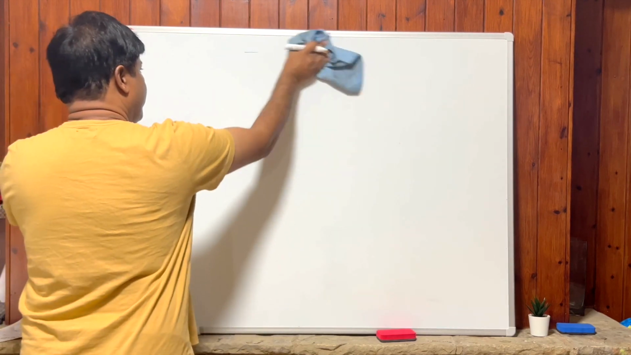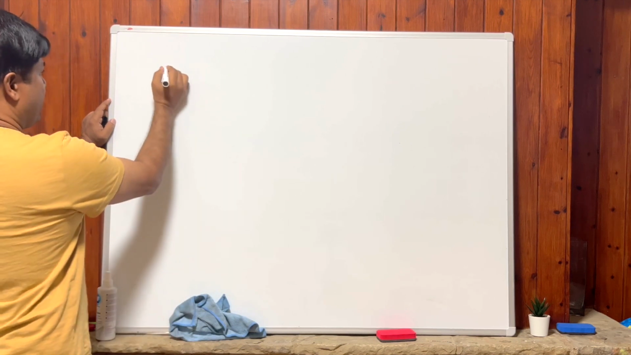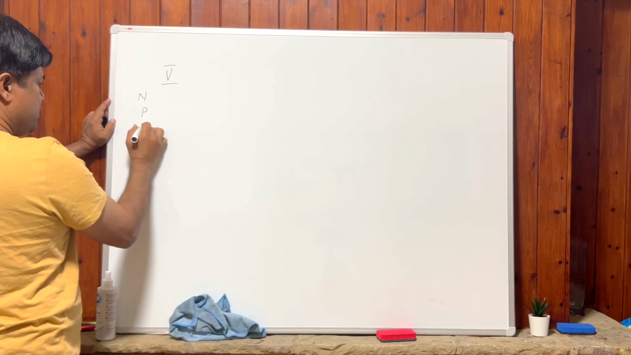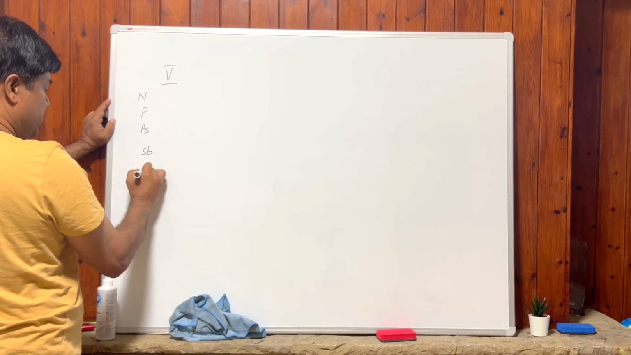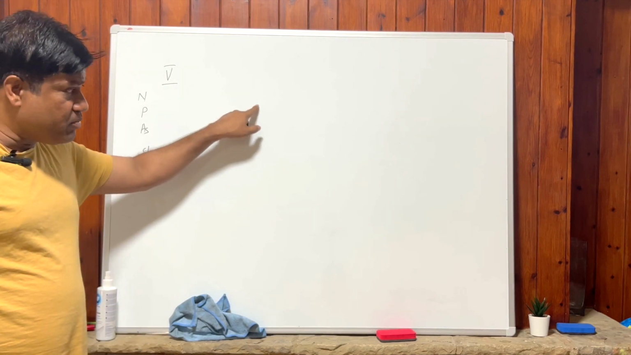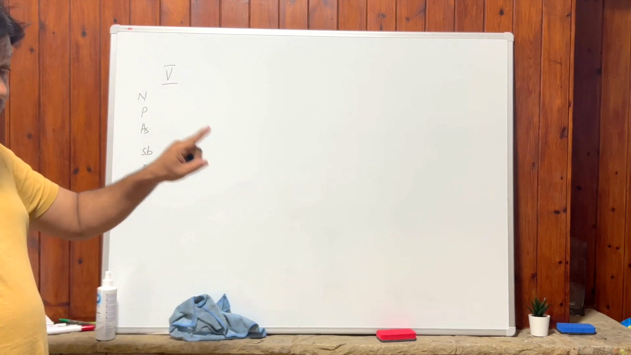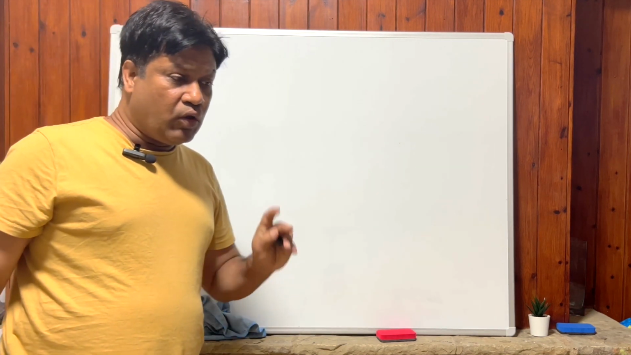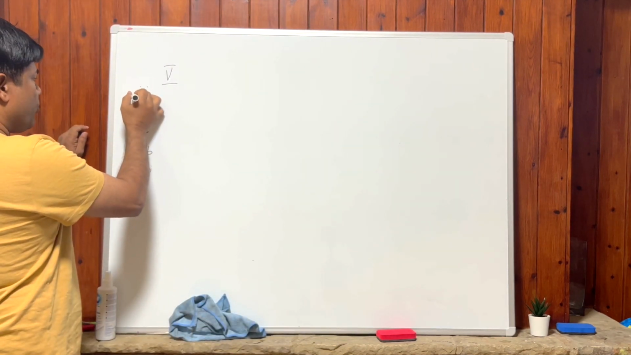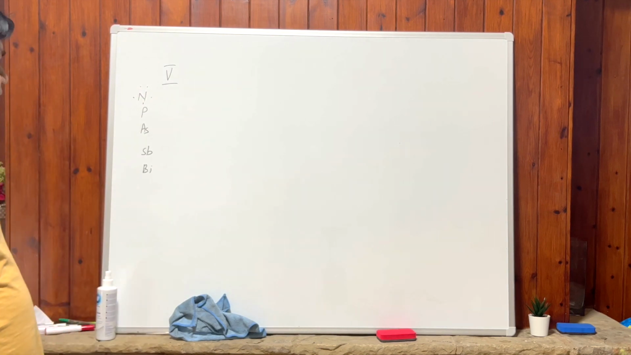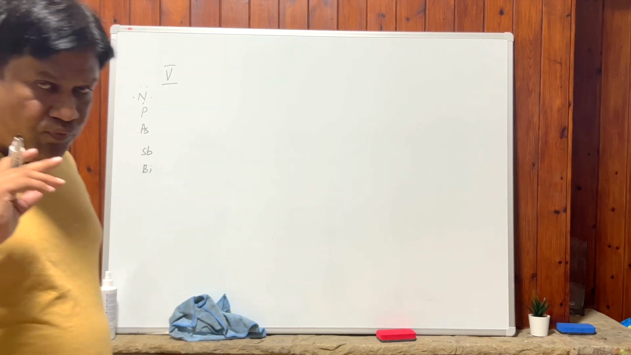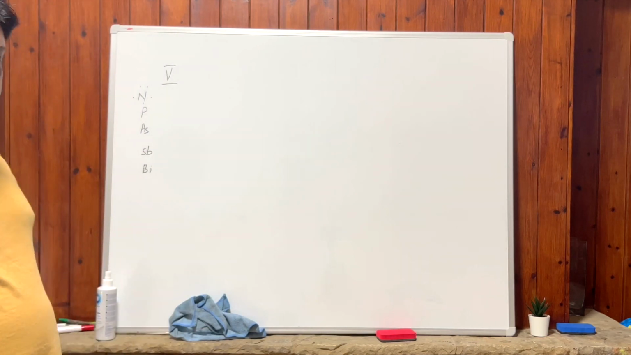Group 5 elements: nitrogen, phosphorus, arsenic, antimony, bismuth. If the central atom is from group 5, it has 3 bonded pairs of electrons with 1 lone pair. How many electrons are there in the valence shell of a group 5 element? 5. That's why they are placed in group 5. So there are 5 electrons in the outermost shell. Out of 5, they form 3 covalent bonds with 1 lone pair.